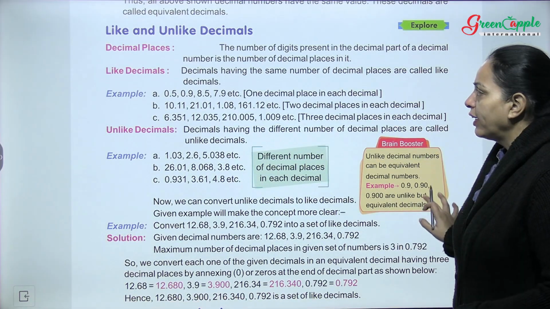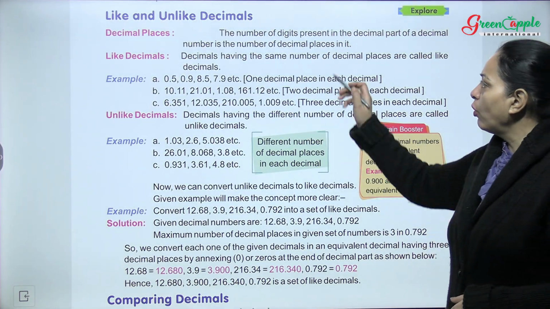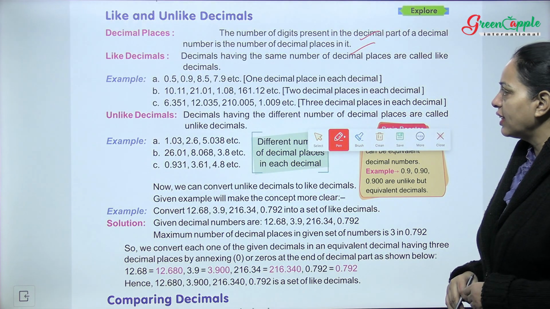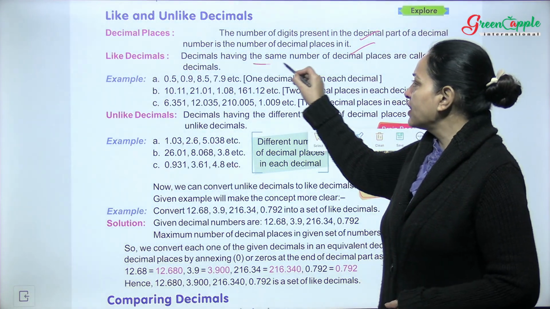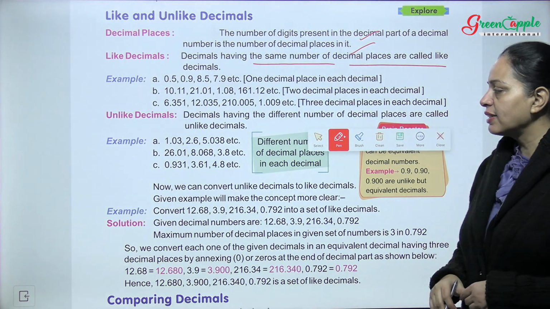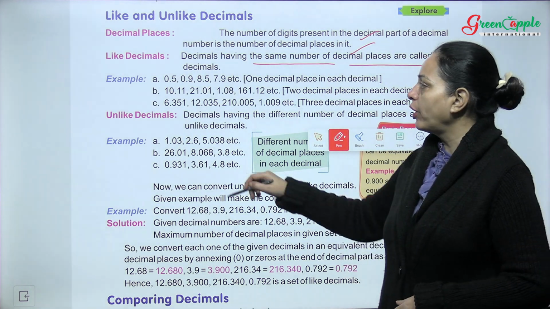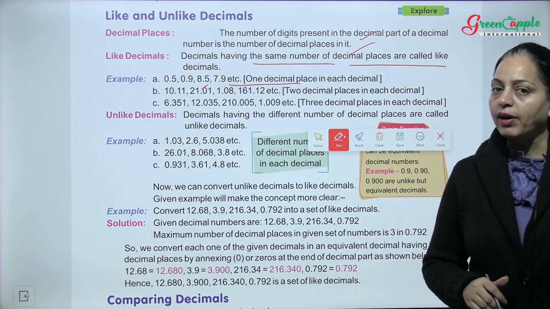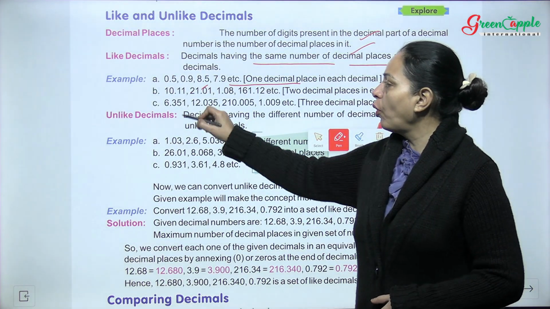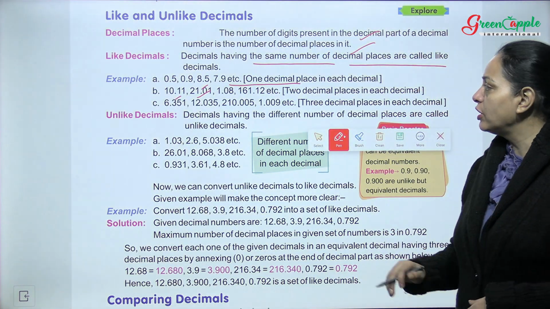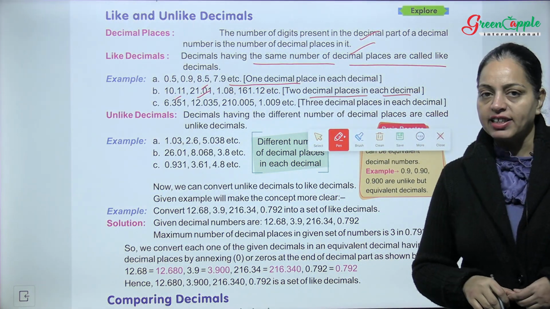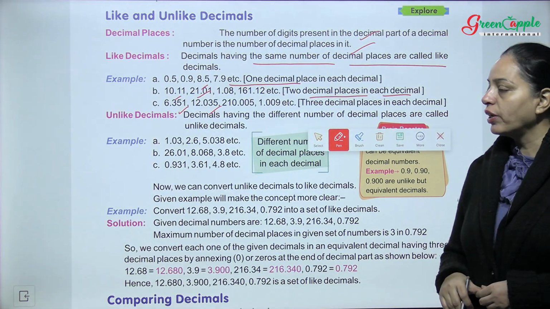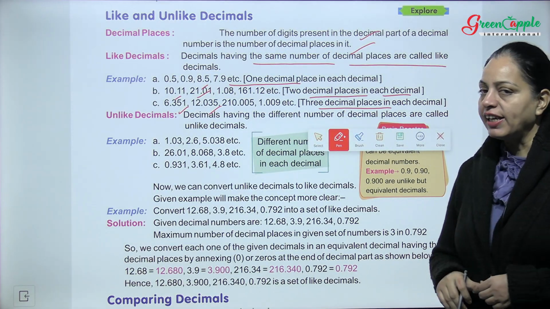Now we are talking about like and unlike decimals. Decimal places: the number of digits present in the decimal part of a decimal number is the number of decimal places in it. Like decimals: decimals having the same number of decimal places are called like decimals. For example, A part: 0.5, 0.9, 8.5, these are one decimal place numbers, because we have one digit after the decimal. Now B part: 10.11, 21.01, 1.08, two decimal places in each decimal, and C part: 6.351, 12.035, 210.005, three decimal places in each decimal.